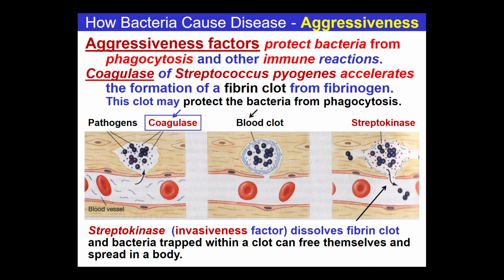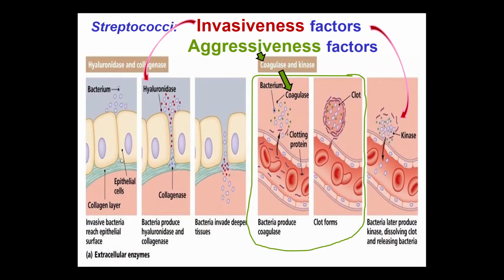Streptokinase is shown by the red dots. This is an invasiveness factor. Coagulase, the aggressiveness factor, is shown as the many blue dots here. So, streptococci have at least two different instruments suited to invasiveness and adhesiveness of these cells that help them in colonizing and surviving in human tissues.